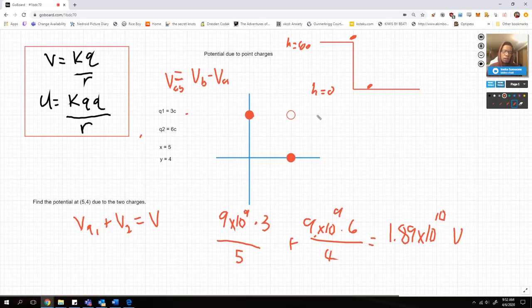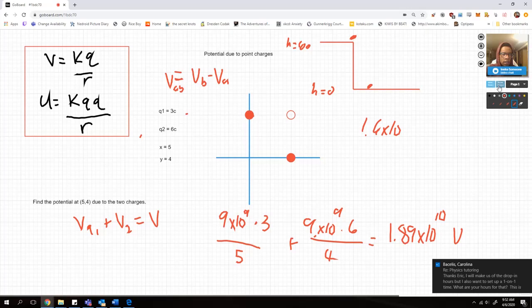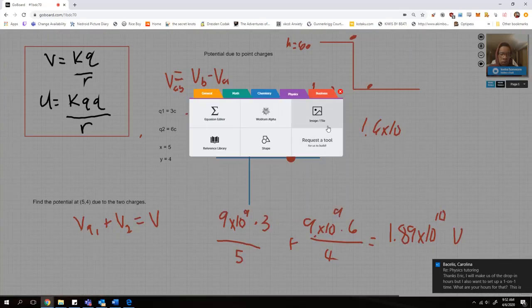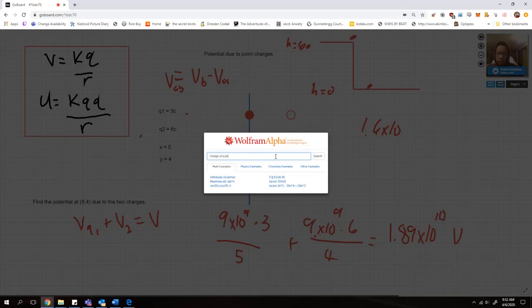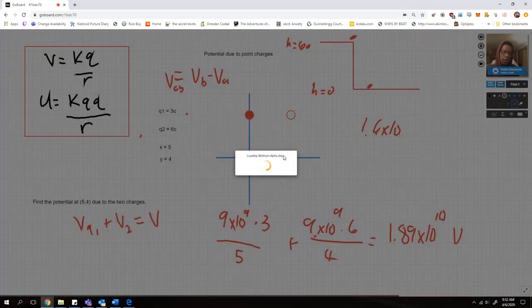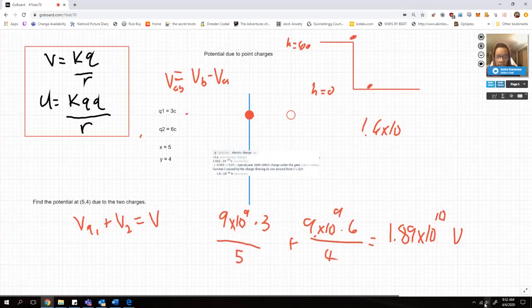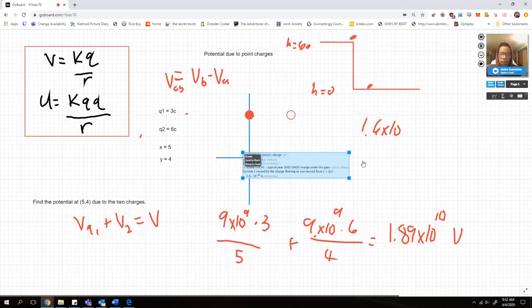So the charge of a proton is 1.6 times 10 to the... I don't have a book. Let me just look it up real quick. Or we can do it on here. More tools. Wolfram Alpha. Charge. It's early in the morning. Don't have all these numbers ready to go. Charge of proton is 1.6 times 10 to the negative 19. I wanted to get that right.